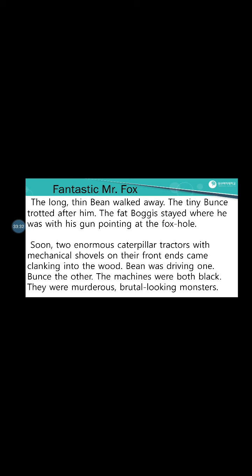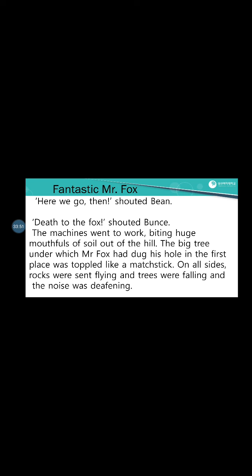Soon 2 enormous caterpillar tractors with mechanical shovels on the front ends came clanking into the wood. Bean was driving one, Bunce the other. The machines were both black. They were murderous, brutal-looking monsters. "Here we go then," shouted Bean. "Death to the Fox," shouted Bunce.